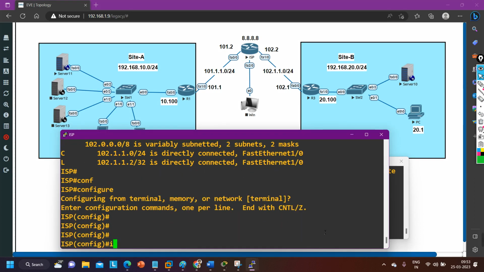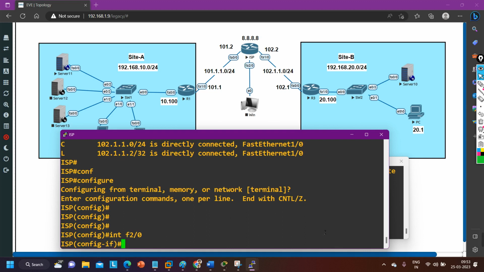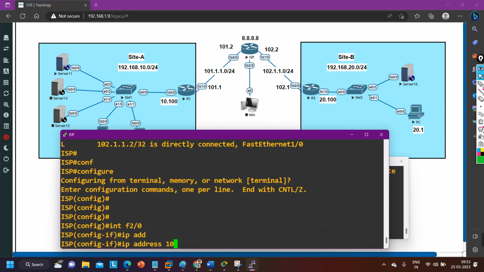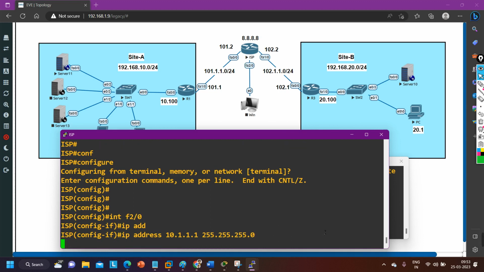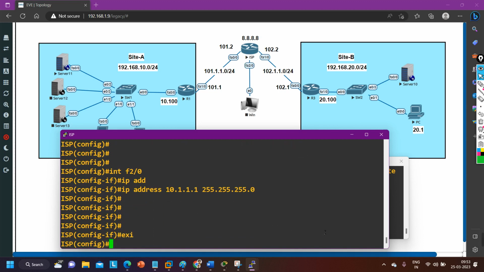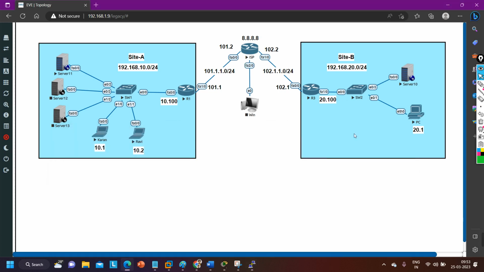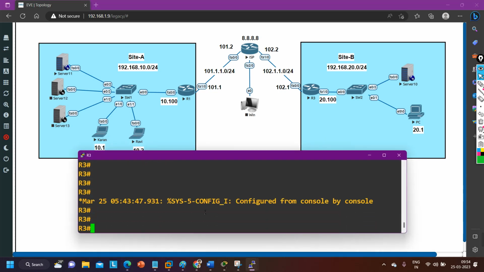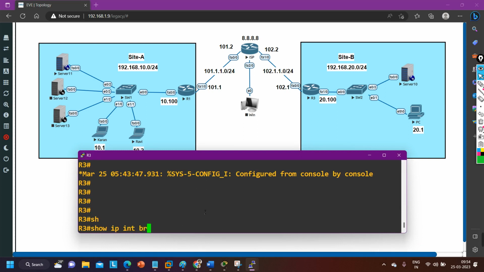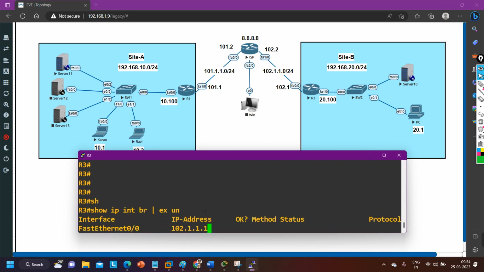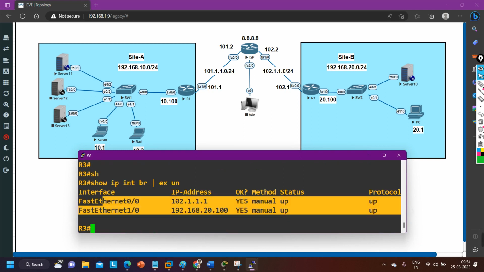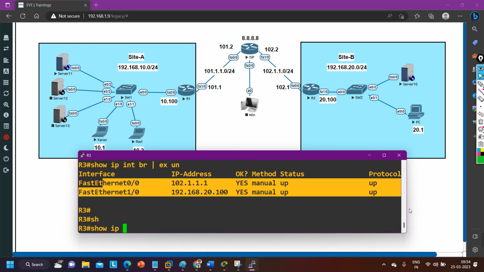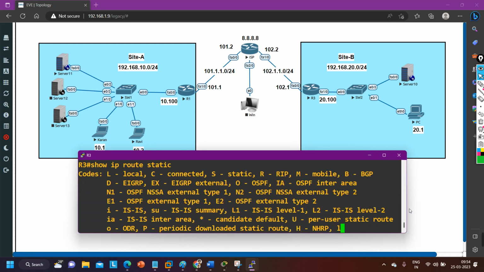Config t and interface F2/0. IP address is, let's say, 10.1.1.2 255.255.255.0. I have configured this IP address over here. Now let me show you the configuration of router number 3 here. So show IP interface brief, and let's say exclude unassigned as well. Okay, so here you can see these are the IP configuration, and so IP route static.